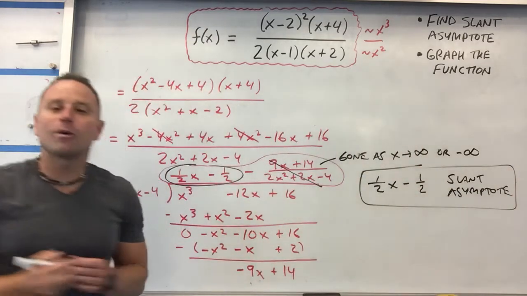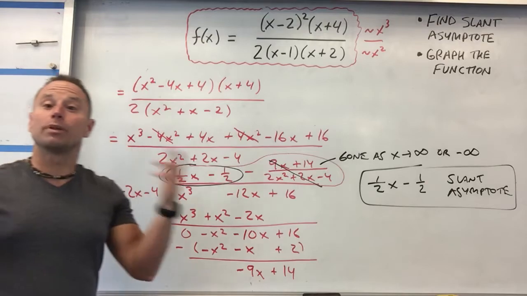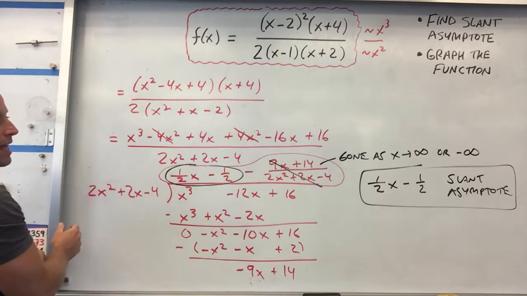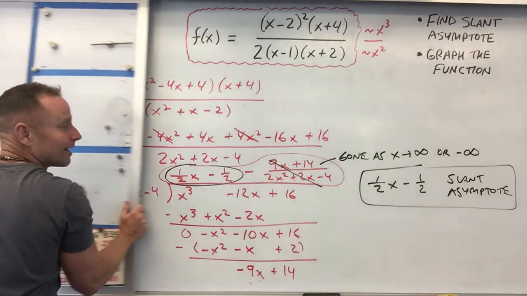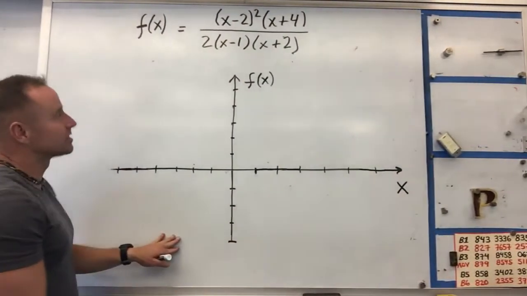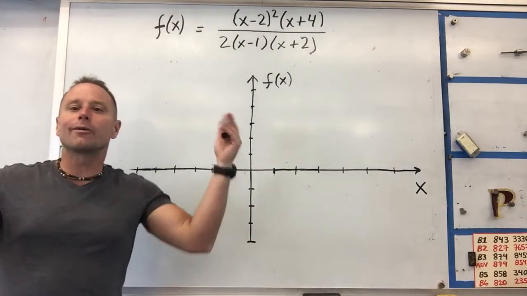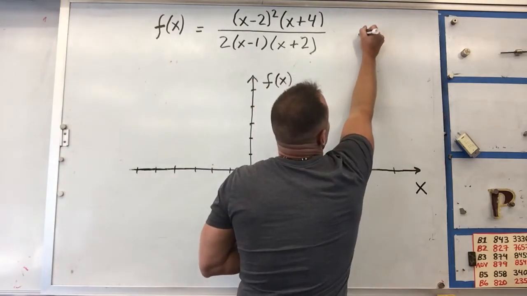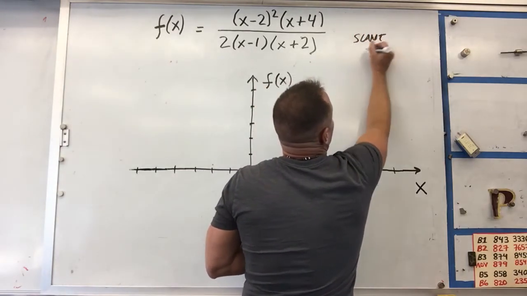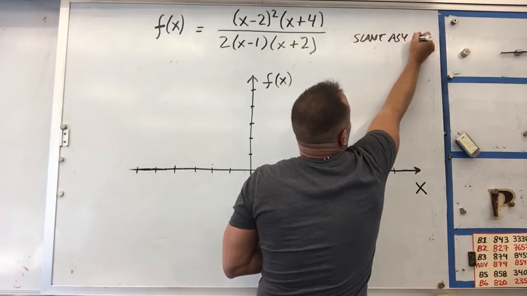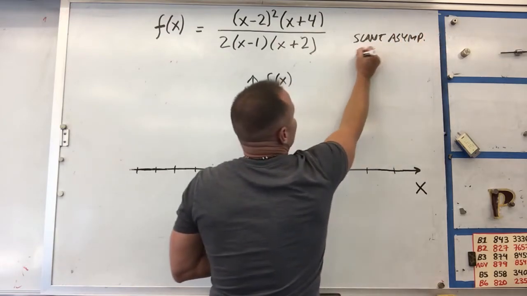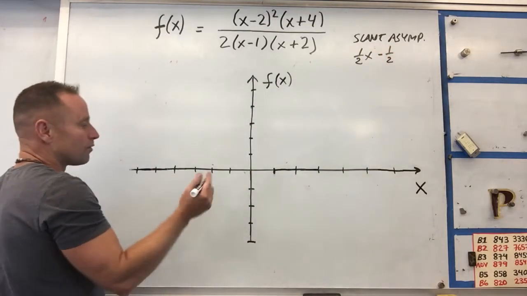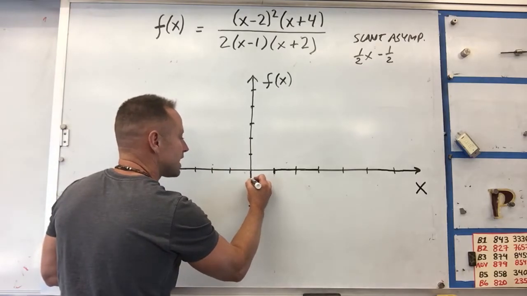Okay, and so what's cool about that is we're actually going to be able to plot this thing. We have to remember that 1/2 x minus 1/2 is our slant asymptote. So let's go for it. Here's our function, this crazy function, and we're going to graph it. We already learned that the slant asymptote is 1/2 x minus 1/2. And so what we need is a line with a slope of 1/2 that goes through here. So let's just sketch that in.